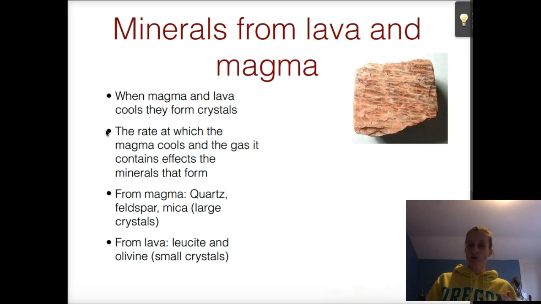Lava has small crystals because when it comes to the surface, it is further away from its source of heat and it cools more quickly. So it does not give a lot of time for minerals to form. Magma takes longer to cool, so crystals that make up minerals have longer to form, whereas lava cools more quickly. Minerals don't have a long time to form, and so you find smaller crystals.